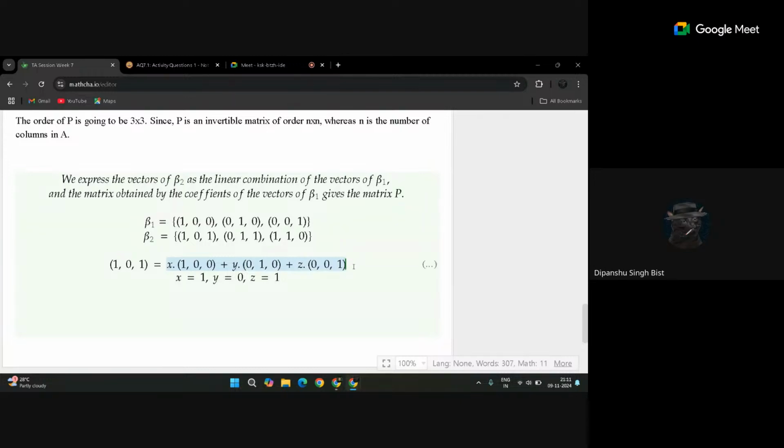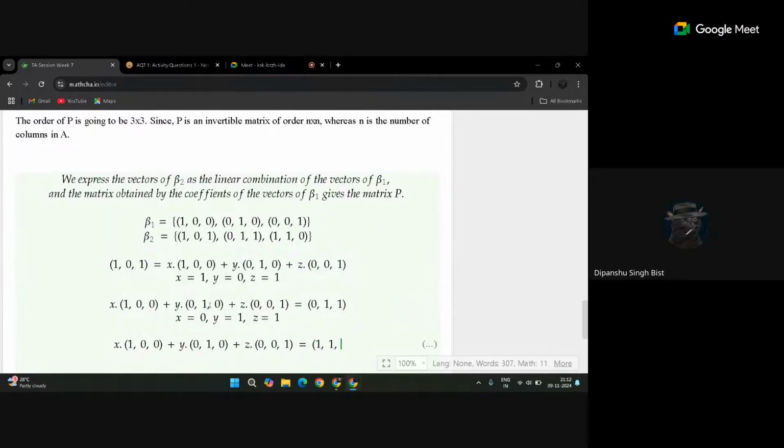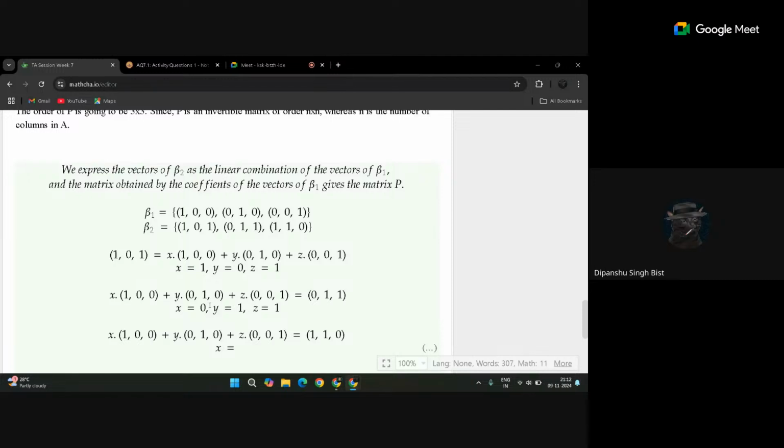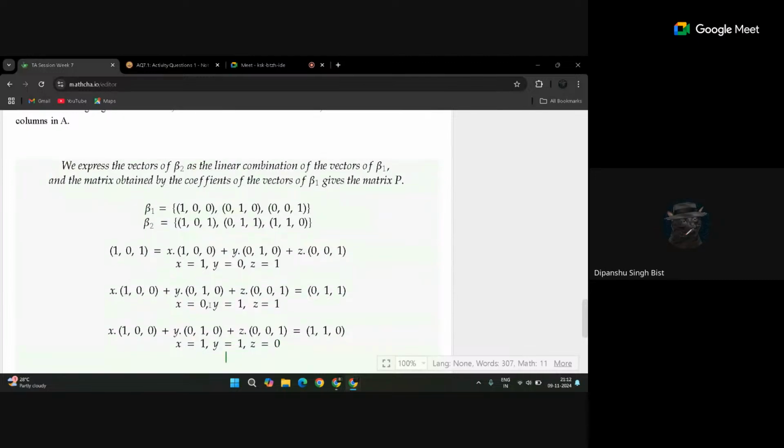Now I'm going to repeat the same process for (0, 1, 1). So x equal to 0, y equal to 1, and z equal to 1. And if we repeat the same process for (1, 1, 0), we are going to get x equal to 1, y equal to 1, and z equal to 0.